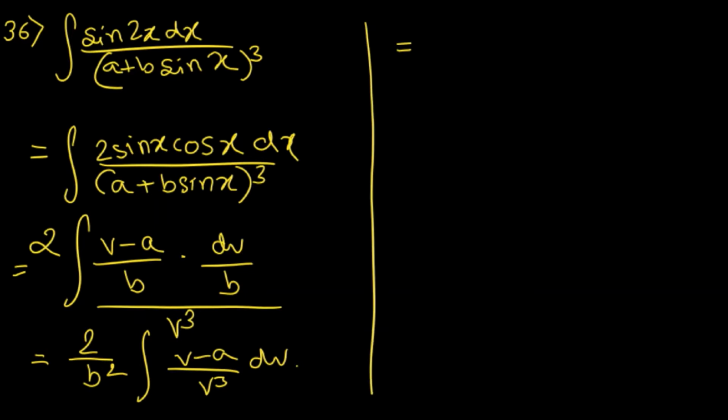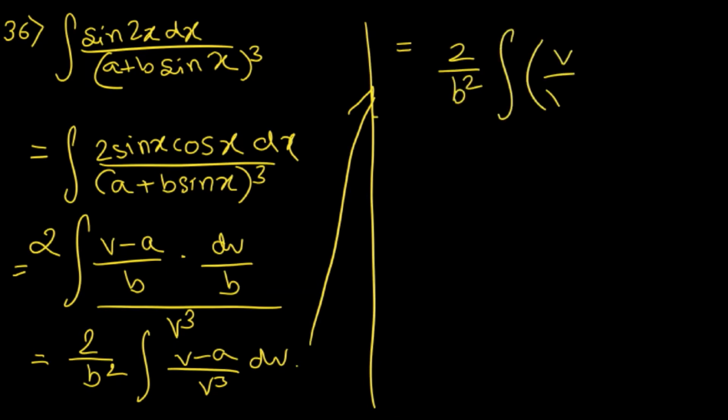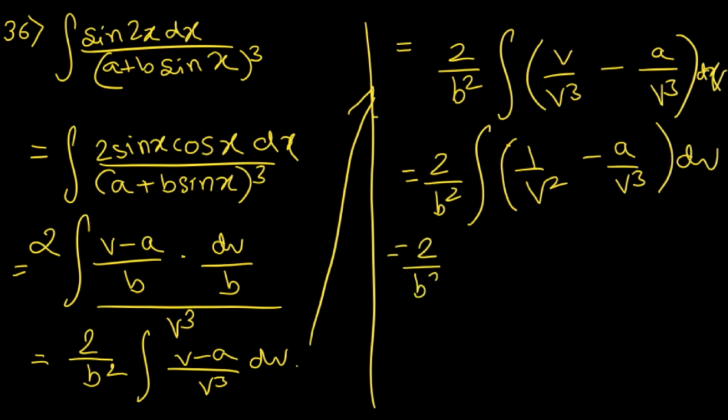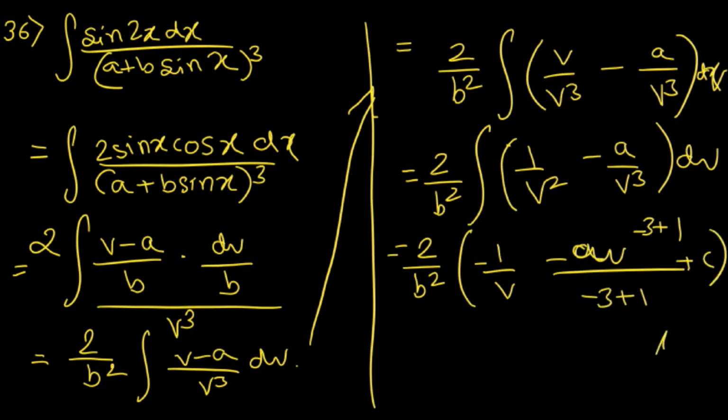So I'm doing it here. It gives 2 by b square, integration of, I'm taking the terms v by v cube minus a by v cube. 2 by b square, 1 by v square, it is a by v cube dv, sorry, not dx, dv over here. 2 by b square, and eventually minus 1 by v, a into v to the power minus 3 plus 1 by minus 3 plus 1. This is the answer.